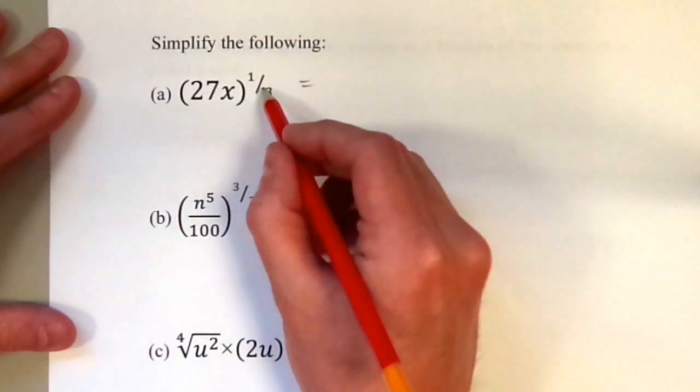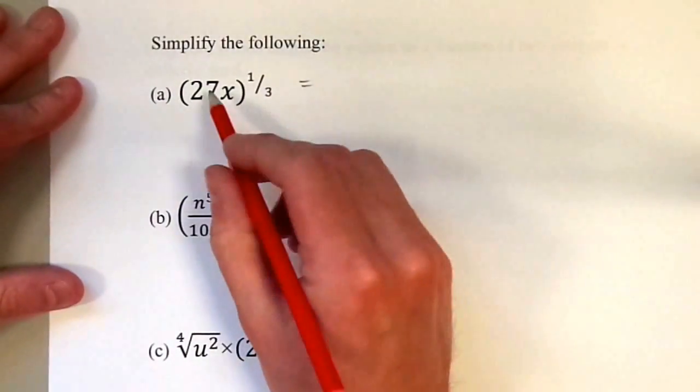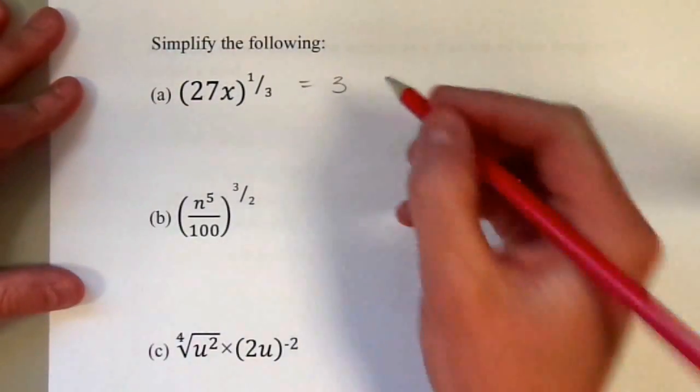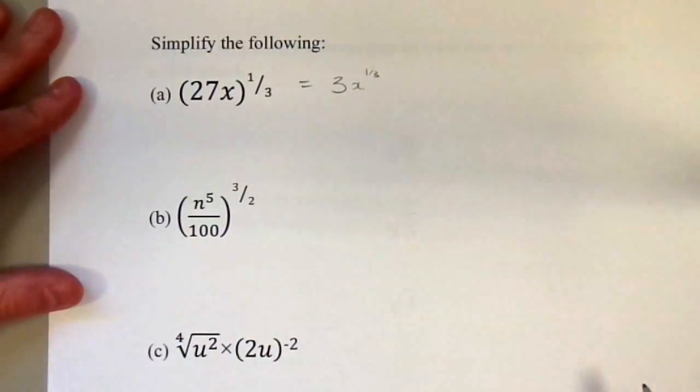Okay, for part A, raising to the power third is the same as cube rooting. We've got to cube root both of these. 27 cube rooted is 3. X cube rooted, that won't simplify nicely, so we'll leave it with the power notation.